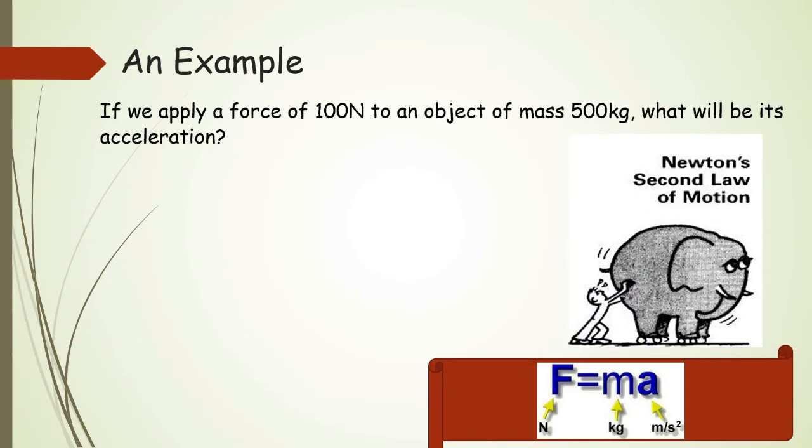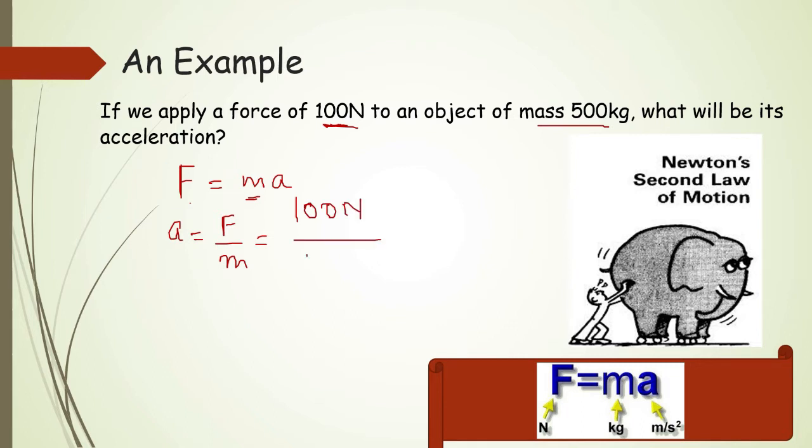So let's take an example. If we apply a force of 100 newtons to an object of mass 500 kg, what will be its acceleration? So we just use this formula, F is equal to ma. F is given as 100 newtons and mass is 500 kg. So what is a? a is equal to F divided by m. So that is equal to 100 newtons divided by mass, that is 500 kg. And what do we get? We get 1 by 5 or 0.2 meters per second squared.